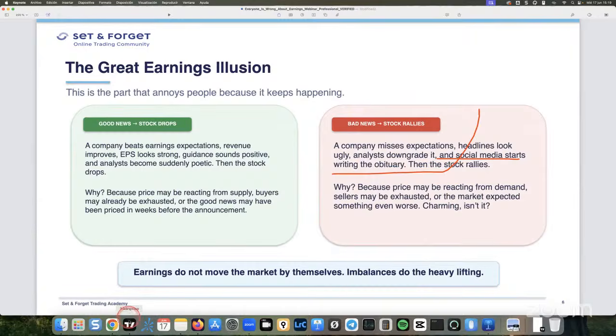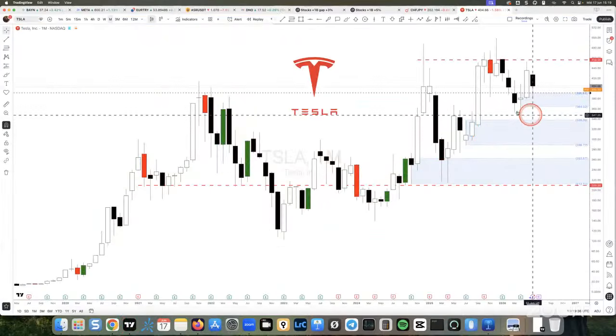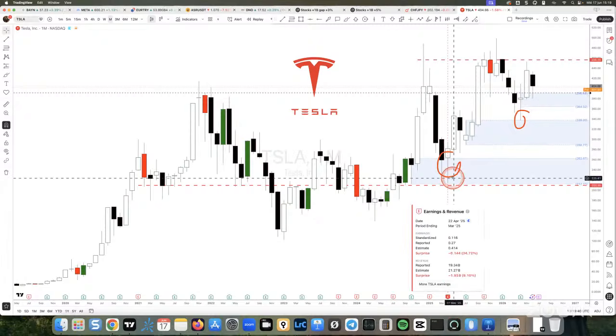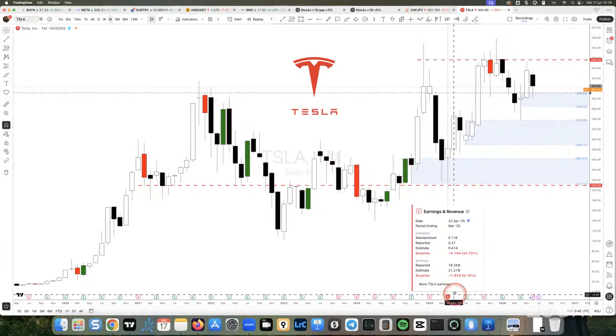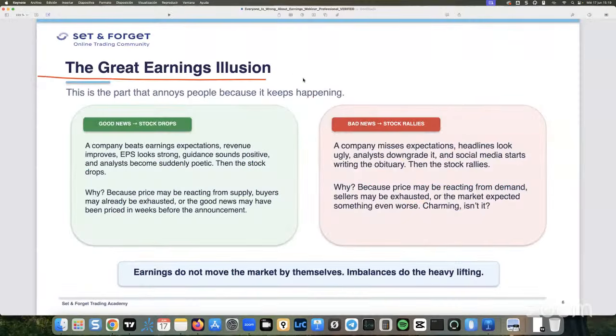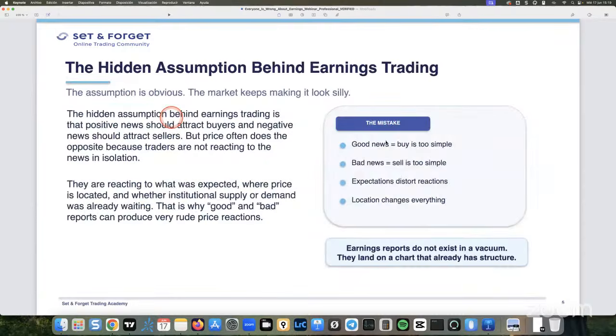What the hell is that? Okay, and that happens a lot when there is a demand level in control, okay? Negative news, for example, in Tesla, and then what happens? Demand was in control. Shouldn't Tesla drop with this simple assumption that great earnings, okay, means that price is going to drop, as explained before?